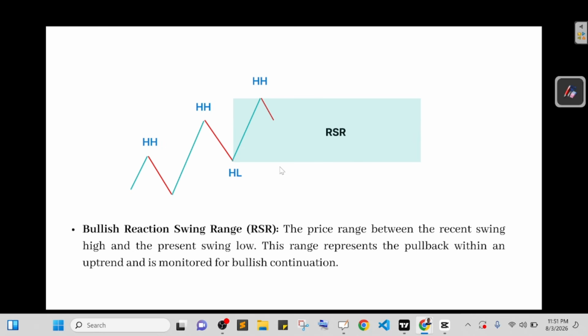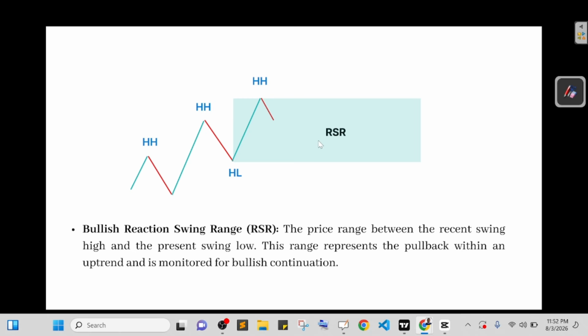Now, look at this. The market is moving in a bullish trend. So what is your RSR? I mean your reaction swing range. Your reaction swing range is the recent higher high and the recent higher low. So this gap to this gap is what we call reaction swing range. It's not hard. See the price range between the recent swing high and the present swing low. So anytime you open the chart, what you are interested in is the reaction swing range.